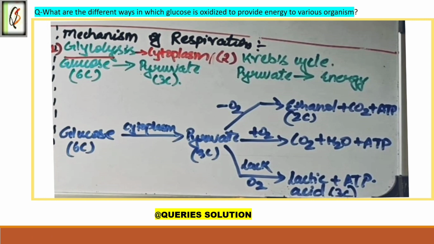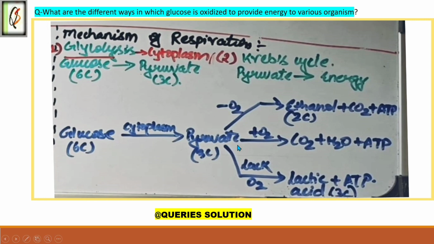That's why we say this process of anaerobic respiration is incomplete oxidation. If the pyruvate is breaking down in the presence of oxygen, then it leads to complete oxidation, and this results in the generation of CO2 and water along with 38 ATP molecules. So imagine how high the ATP count is.